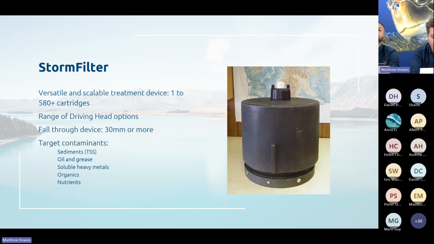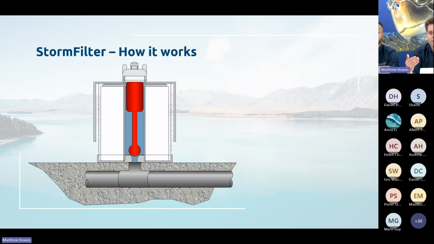So then the filtration process and how the cartridge operates is quite integral to the ongoing maintenance and how we're designing for maintenance. This is a cross section through the cartridge, and the cartridge sits on top of a spigot and then an underdrain that's sitting in here.